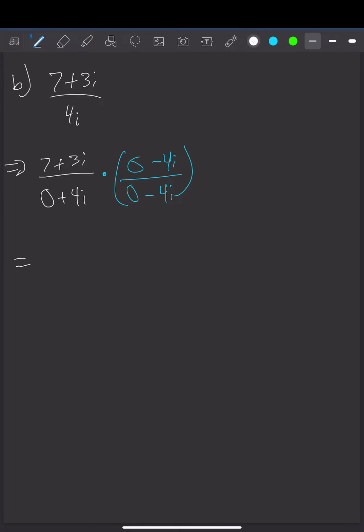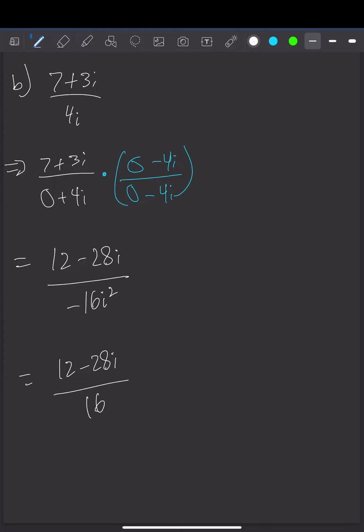So when you do that, you end up getting at the top 12 minus 28i all over 16. And the reason why I got 16 is because, actually, let me write it so that you guys can see it. You get negative 16i squared, right? But that i squared just turns into a negative 1, and there's already a negative there as well, so it gives you 12 minus 28i all over positive 16.